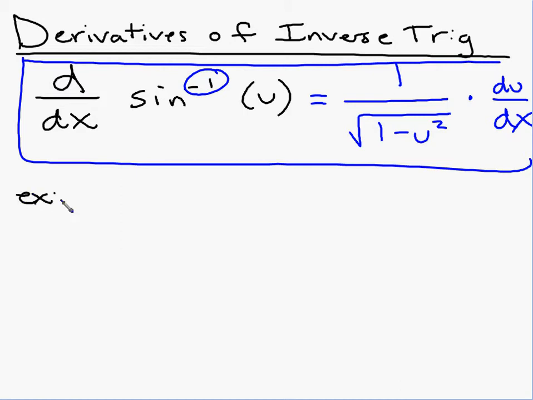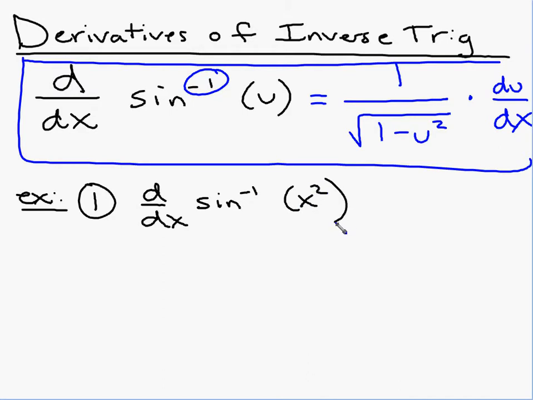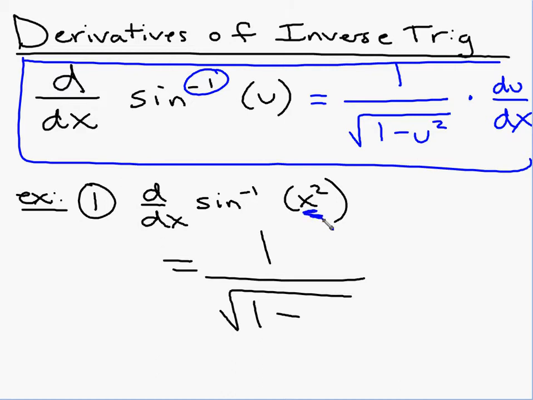For example, if I wanted to find the derivative of the inverse sine of x squared, according to this formula, it will be equal to 1 over the square root of 1 minus whatever u was. My u is x squared, but we have to square it, so it's going to be x squared squared, which we know is x to the 4th, times the derivative of x squared. That's what that du dx means. It means find the derivative of u with respect to x.